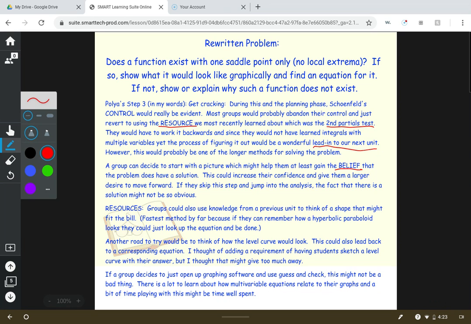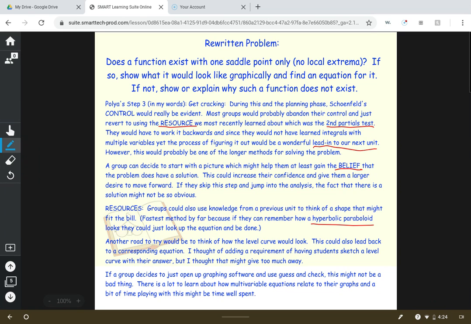Resources. The other thing besides second partials tests that they've learned in their bag of resources, and resources to me in this class mostly means prior knowledge, but it might also mean other resources at hand, such as software. But for me, there is a shape that they learned back in a previous unit. It would have been 2 units prior, so they probably would have long forgotten about it. But there's a shape called a hyperbolic paraboloid, and they learned that name and the corresponding equation 2 units prior. We didn't spend a lot of time on it, but if they can remember that and apply that, they could be done with the problem in a minute.